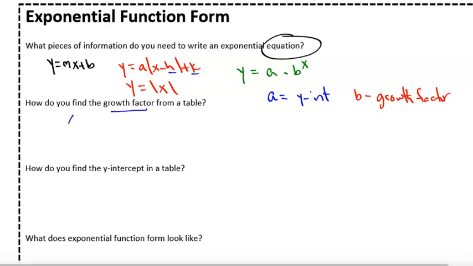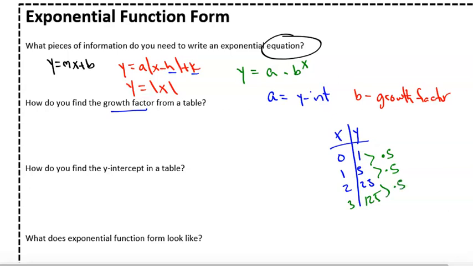Well, if we look at the last example we did, as your table increases, let's make that a little neater here. The last table was 0, 1, 1, 5, 2, 25. What's the growth factor? Well, how much are you growing? How are your y values growing? They're multiplying by 5, therefore that is my growth factor.